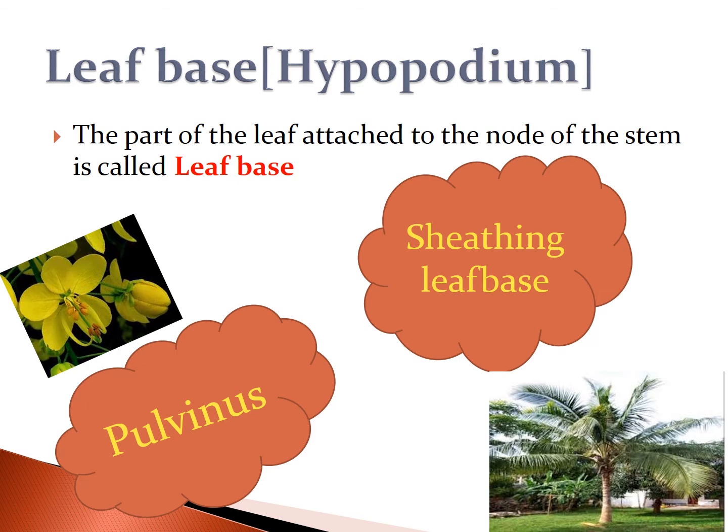This is a clitoria. Then the second one is sheathing leaf base. Sheathing leaf base occurs in many monocot families such as Araceae, Musaceae, Zingiberaceae and Poaceae. The leaf base extends into a sheath and clasps part or whole of the internode. Such leaf bases also leave permanent scars on the stem when they fall. Look at this picture. This is an example for sheathing leaf base. So leaf base is of two types: pulvinous and sheathing leaf base.